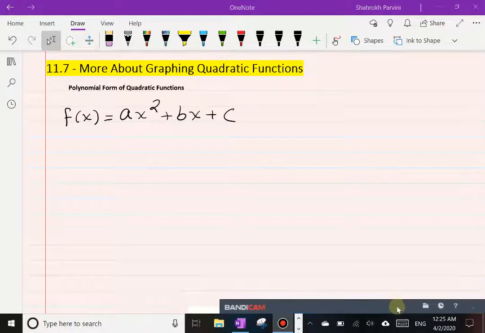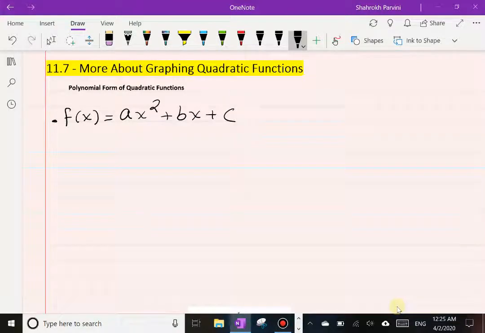Okay, so I'm back. Let's take a look at section 11.7. Again, our focus is on the polynomial form of quadratic functions and how we're going to graph those. In the polynomial form, if a, the coefficient on x squared, is positive, the parabola opens upward, and if a is negative, the parabola opens downward. And remember, a cannot be 0, because then we do not have a quadratic function. The function reduces to a linear function.